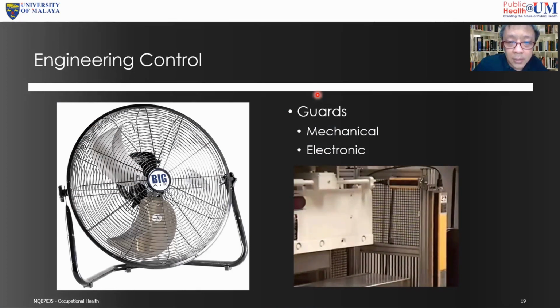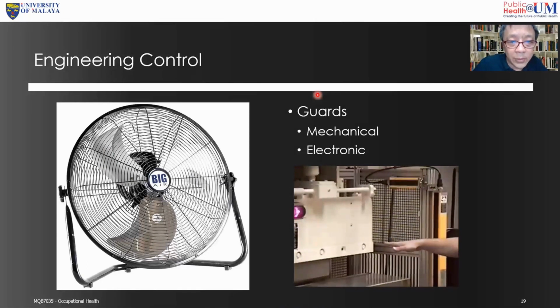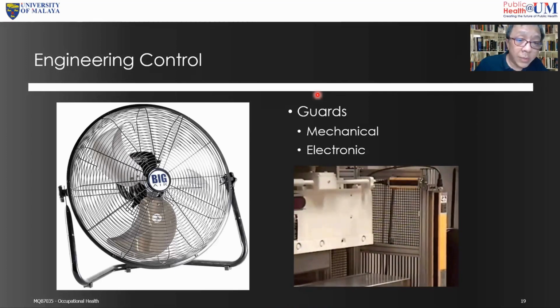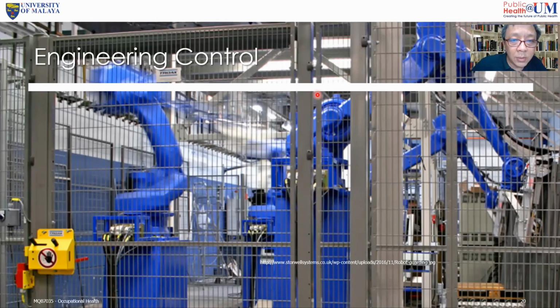Basically, guard is a way of stopping the machine or preventing the hand from getting entangled in the machine. The simple one is your fan and the grill in front of your fan, so this is both mechanical and electronic guard. Mechanical guard means that the area where the machine moves has a fencing, but also there is an electronic guard at the door. Where you open the door, the machine actually stops immediately. So there is both a mechanical and an electronic guard. So this is called a guarding system.